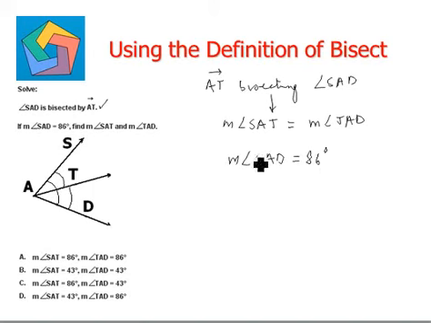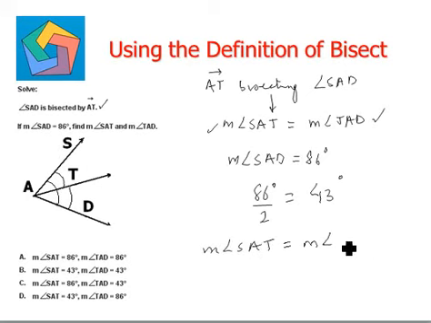Since it's bisected by AT, that means it is being cut into two equal parts, that is SAT and TAD, and the measure of each is going to be 86 divided by 2, which equals 43 degrees. Therefore, measure of angle SAT equals measure of angle TAD equals 43 degrees. This can be seen in option B.